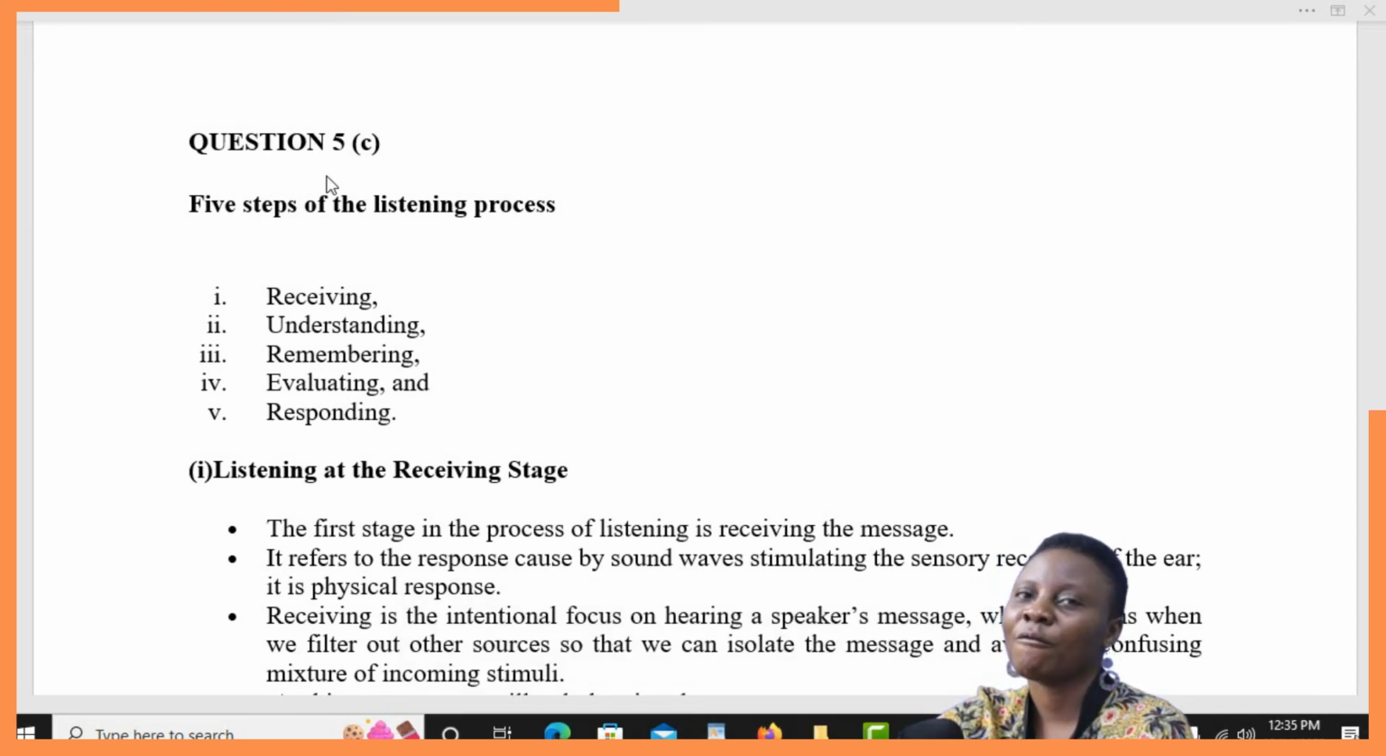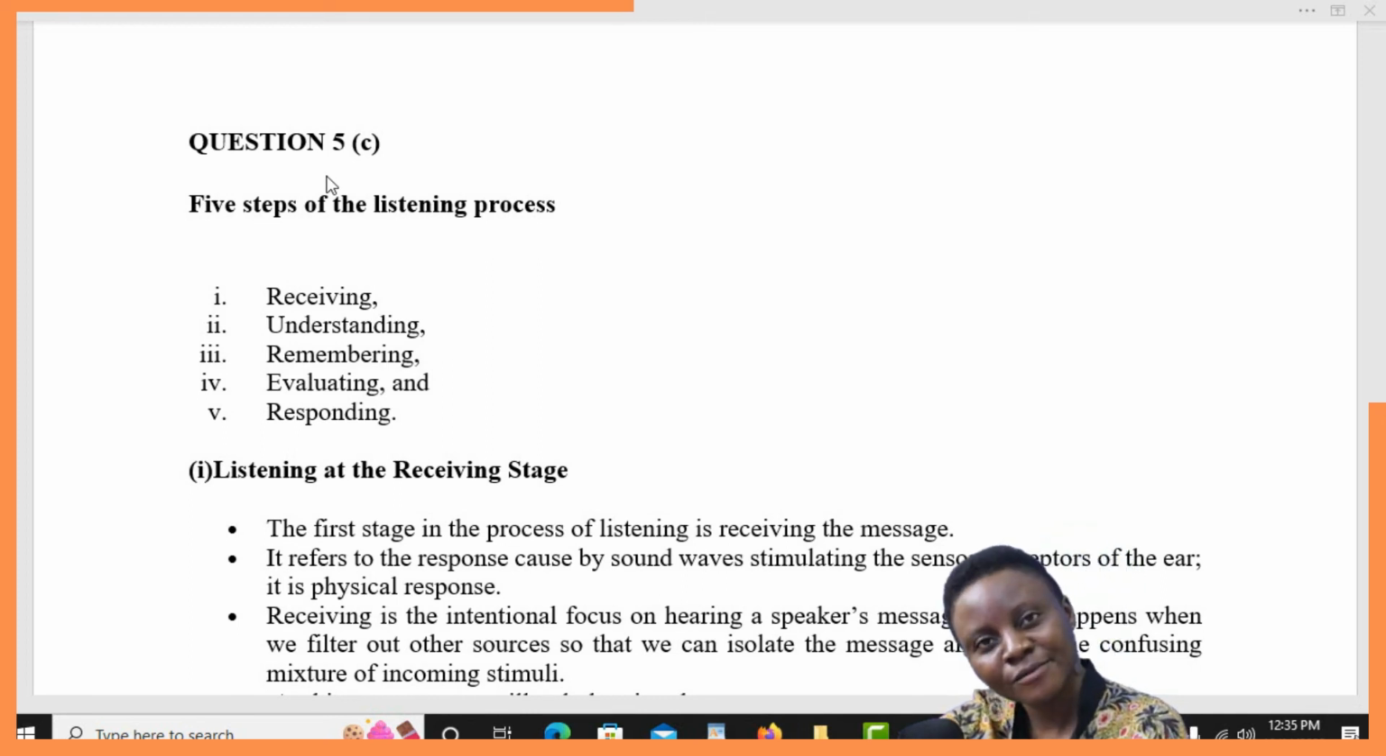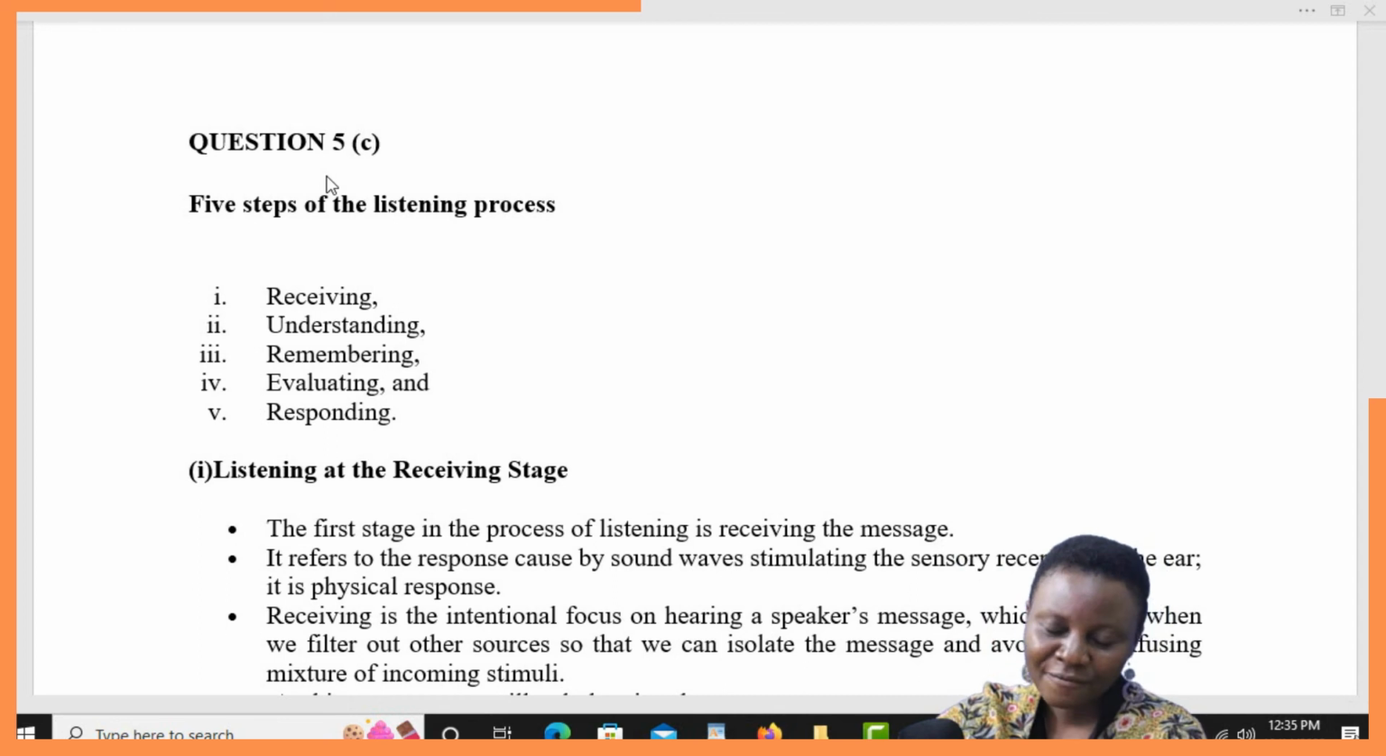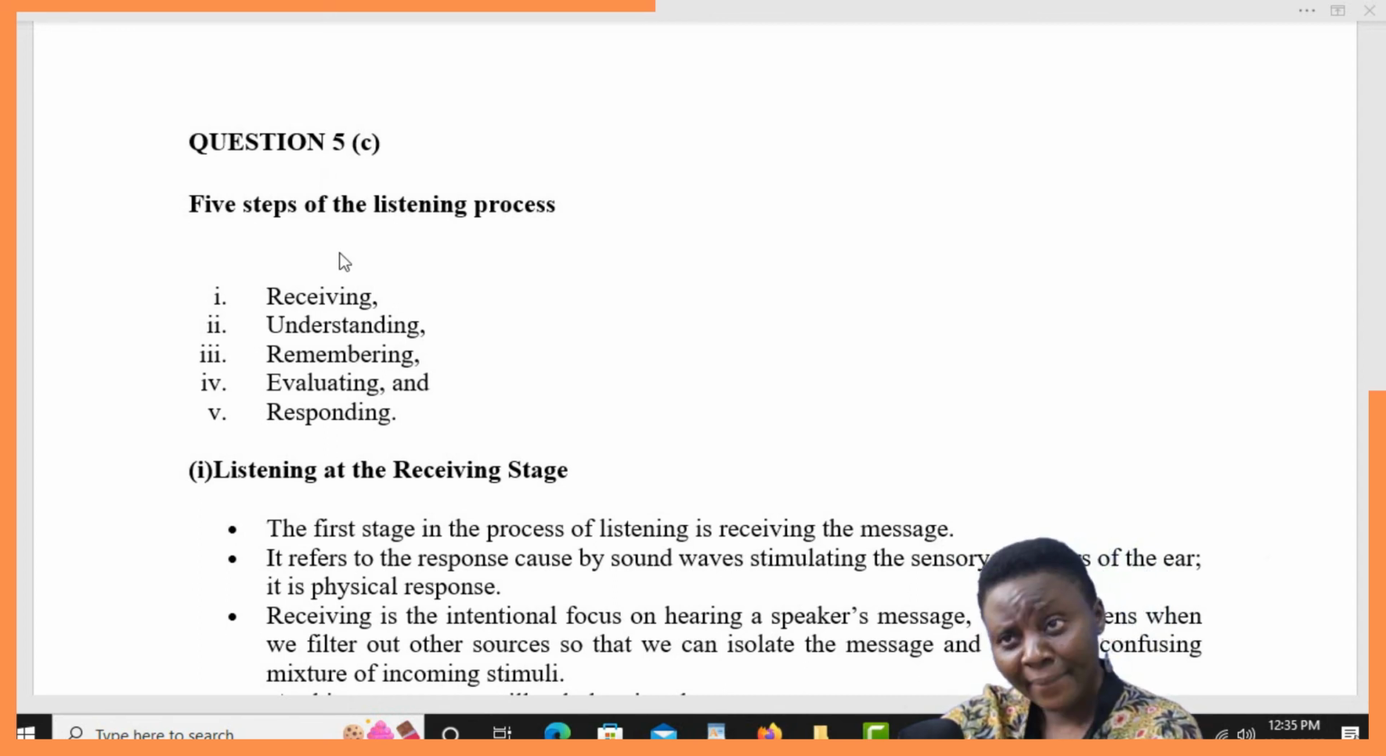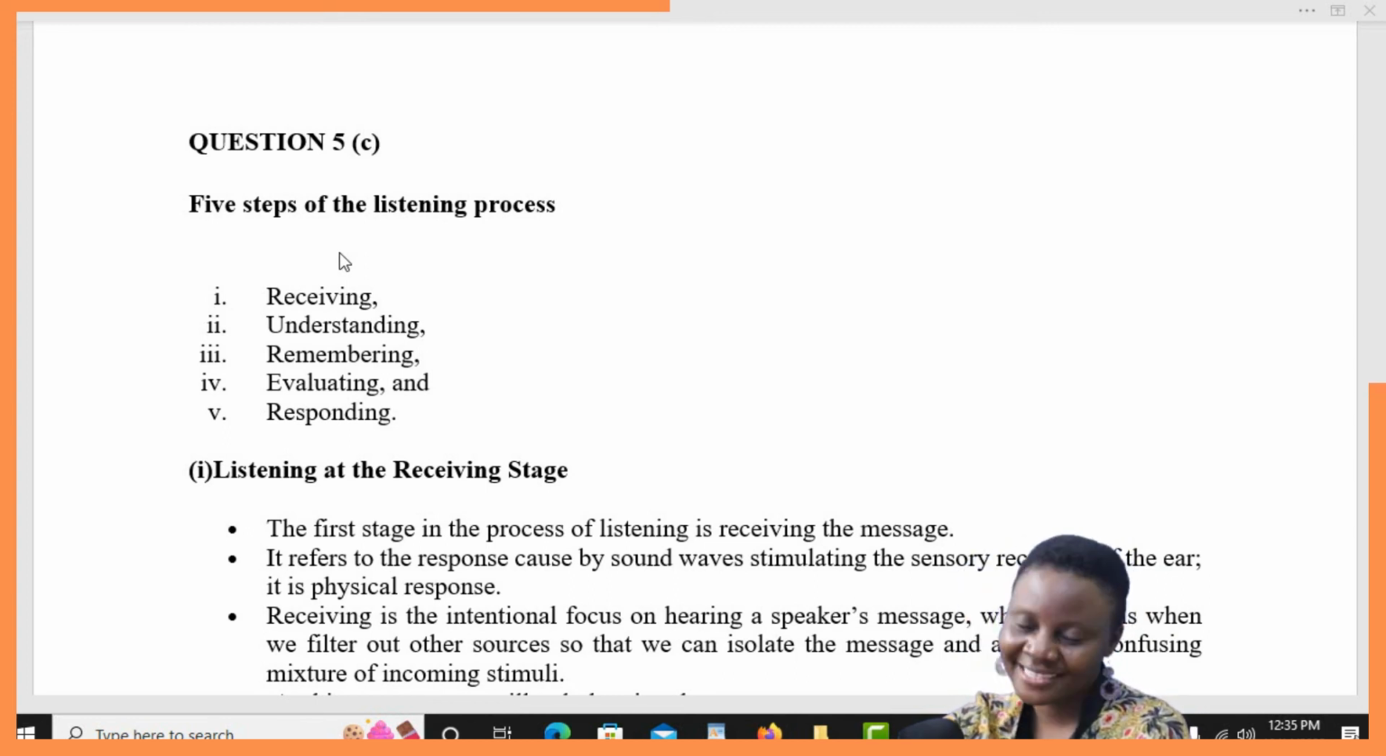It's the duty of the people or the parties in the communication to be attentive, to give an ear to one another for communication to be effective. Otherwise, it will be a whole lot of mess. So what are the 5 steps for you to listen and understand? It's not a one-time thing, but a process. Listening is a process. It's not a matter of giving an ear and getting the information and that's all.